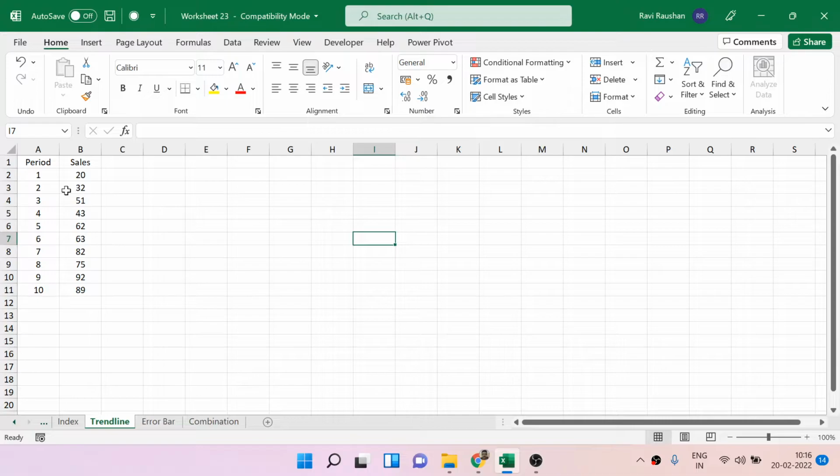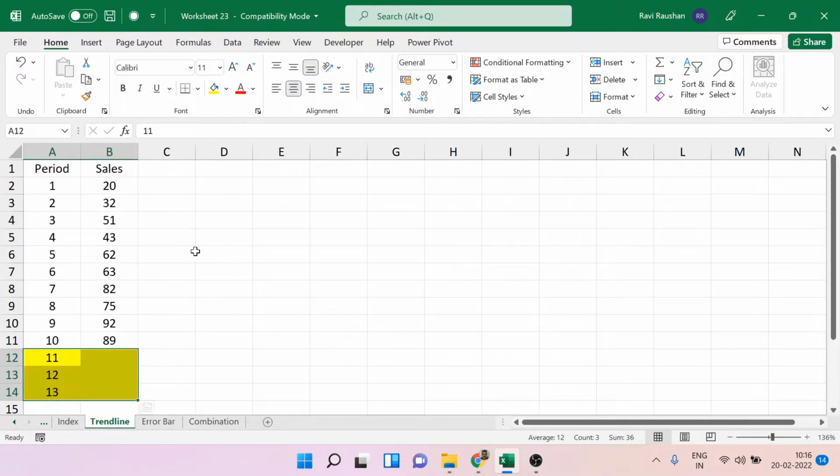So suppose we have the data of 10 periods. It may be months, it may be days, it may be weeks, it may be years, really doesn't matter. What am I supposed to do? Suppose I have to predict for the 11th, the 12th, and the 13th period. Let us assume this is the job that I have and this is the data that has been given to me.